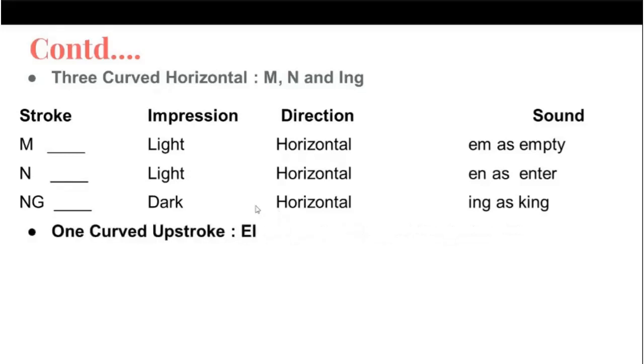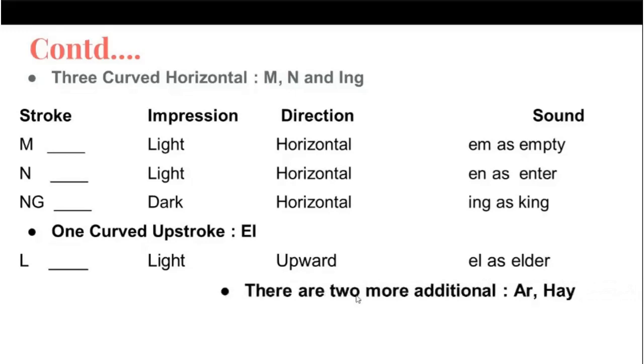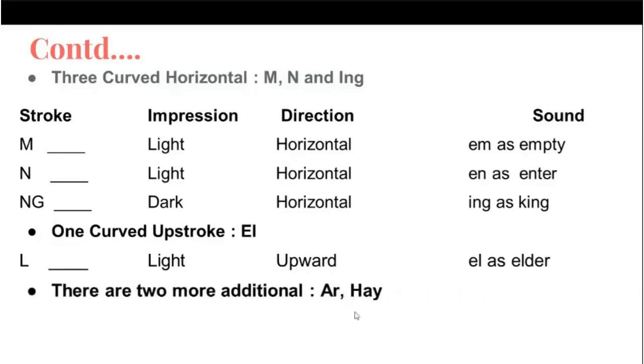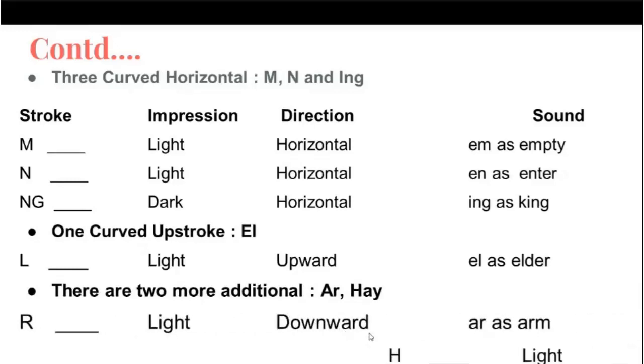One curved upper stroke, that is L. It is a light stroke, upper stroke. L as in elder. There are two more additional, R and K. R is called ray. It is a light stroke. K is also a light stroke, downward stroke at the angle of 30 degrees.